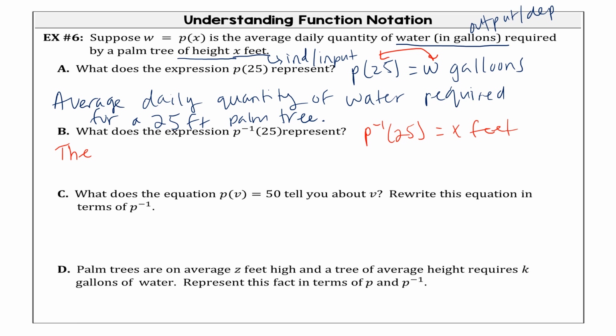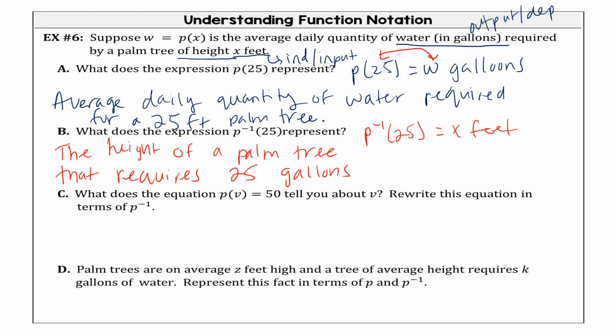Okay, so the height... well, how can I write this? The height of a palm tree that requires 25 gallons of water. So that's what the inverse is saying.